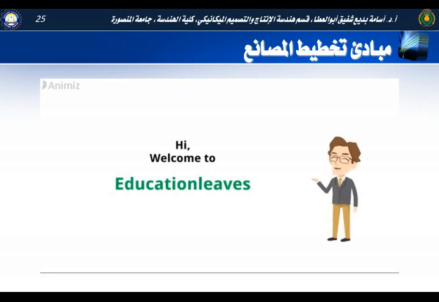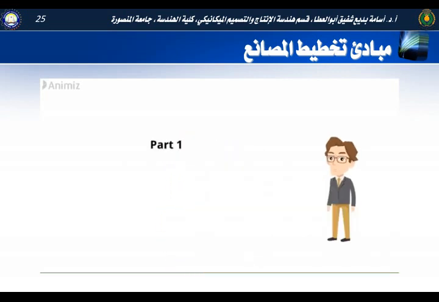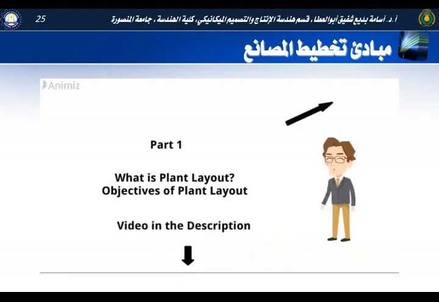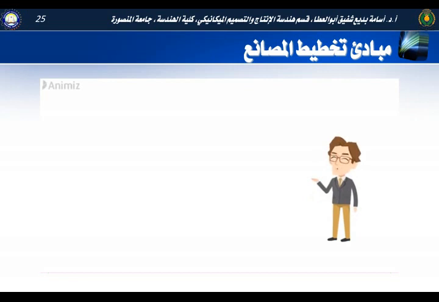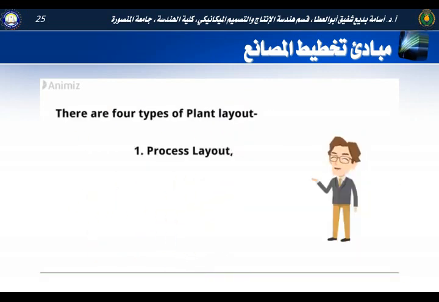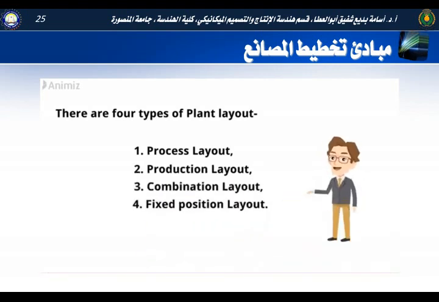In this video, I am going to explain the types of plant layout in detail. In part 1, I have briefly explained the plant layout. Check that video in the I button and in the description of this video. Let's start the video. There are 4 types of plant layout: process layout, production layout, combination layout, and fixed position layout. Let's understand each type separately.